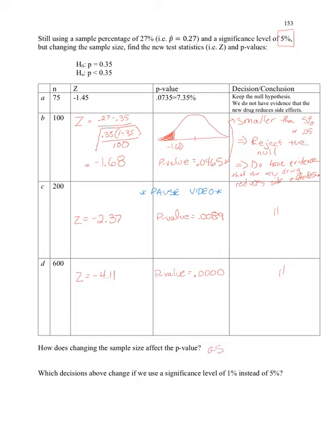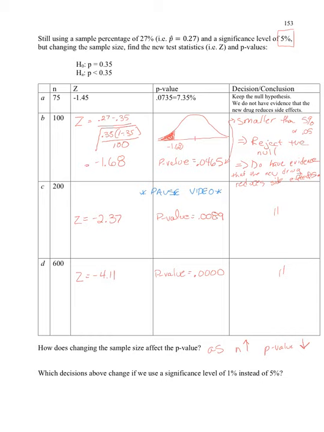So how does changing the sample size affect the p-value? As the sample size increases, the p-value decreases if the sample percentage stays the same. If you think about it, as the sample size increases, that's stronger evidence. You're seeing that result with more people, and so the probability of seeing it if the null hypothesis is true is going to go down.